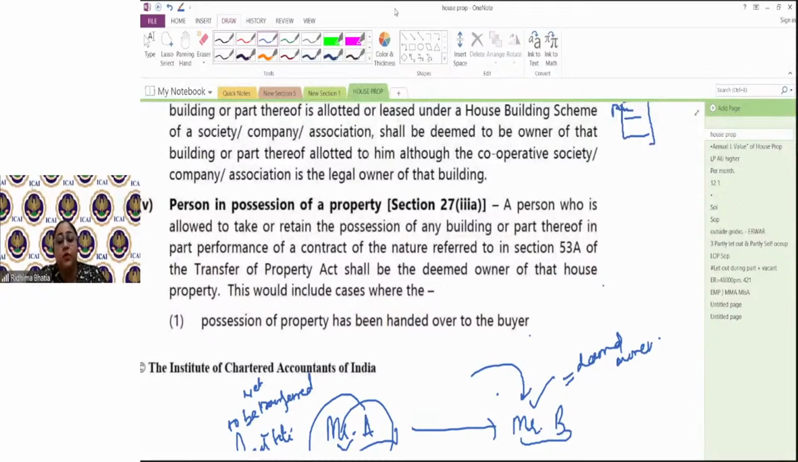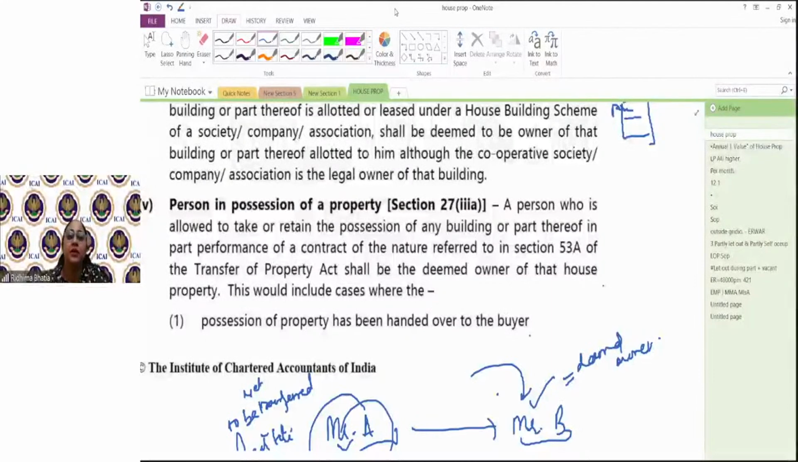Then there could be a property, a portion of which is self-occupied and a portion of which is let out. Remember, for a purely self-occupied property there would be a ceiling limit of 2,00,000. Otherwise, in all other types of scenario, you will get the deduction of entire interest, municipal taxes, and then whatever the result is, loss or profit, that would be considered.